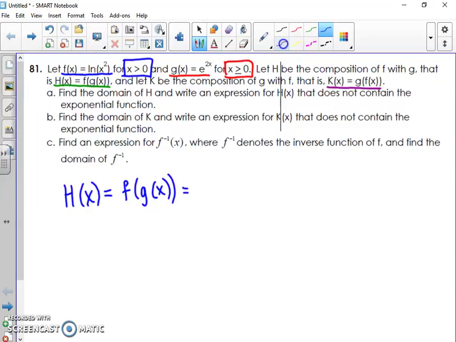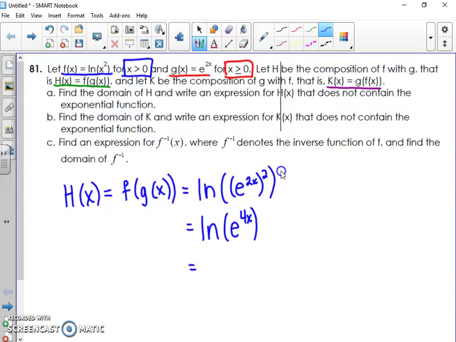So this means that we're going to have natural log of, instead of x squared, we're going to have e to the 2x squared here. When we raise a power to a power, we multiply the exponent. So this is natural log of e to the 4x, which is going to just give us 4x, because natural log and e are inverses of each other. They cancel each other out here. So our expression for h of x is 4x.